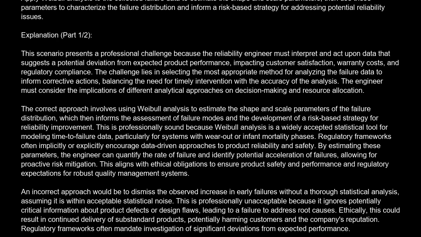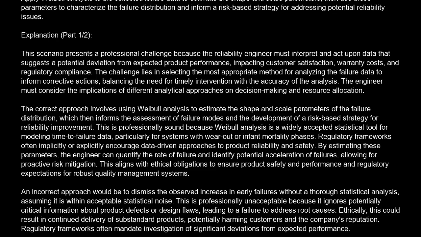This is professionally sound because Weibull analysis is a widely accepted statistical tool for modeling time-to-failure data, particularly for systems with wear-out or infant mortality phases. Regulatory frameworks often implicitly or explicitly encourage data-driven approaches to product reliability and safety. By estimating these parameters, the engineer can quantify the rate of failure and identify potential acceleration of failures, allowing for proactive risk mitigation. This aligns with ethical obligations to ensure product safety and performance and regulatory expectations for robust quality management systems.